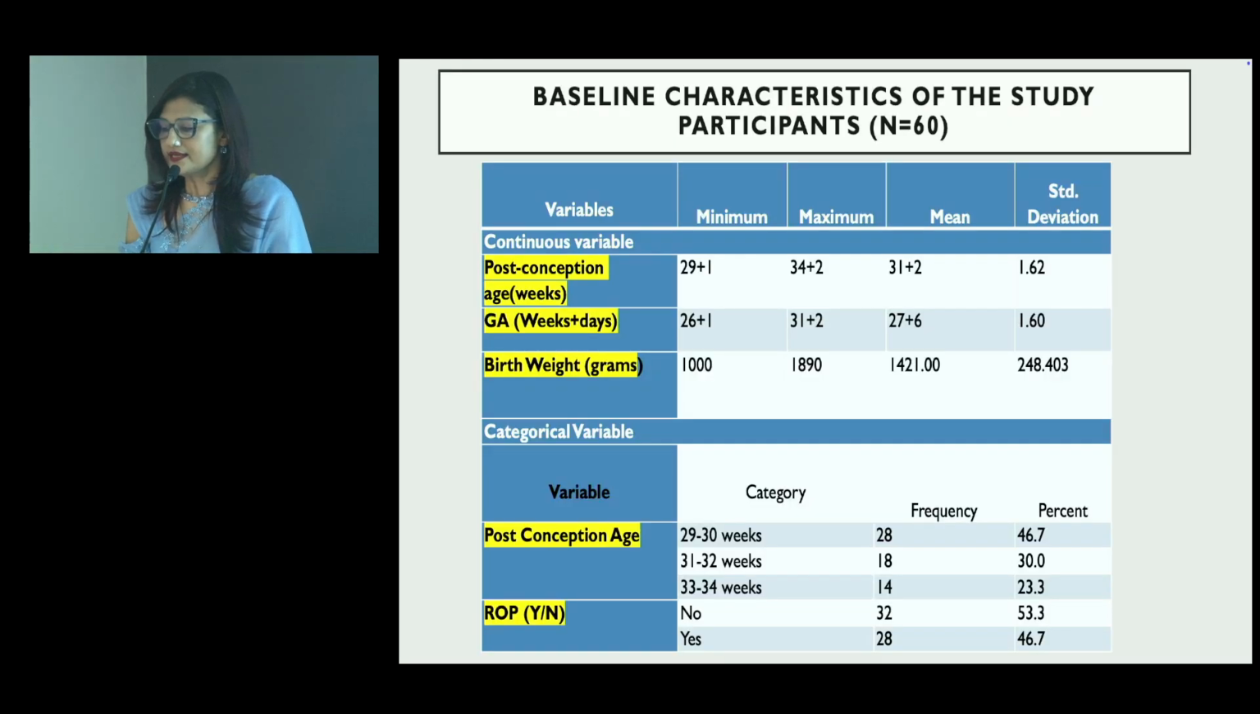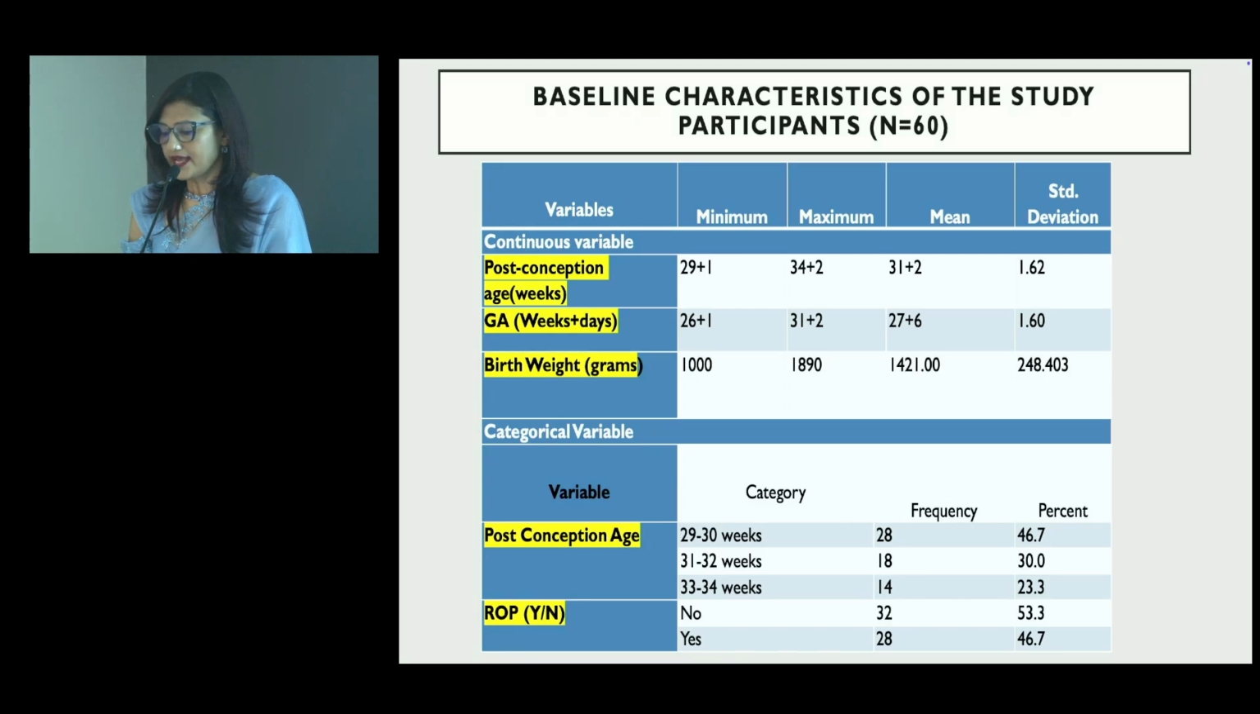In the results, in the baseline characteristics of the study participants, the post-conceptual age ranged between 29 to 34 plus 2, with a mean of 31 plus 2. Gestational age was 26 to 31 with a mean of 27 plus 6. Birth weight ranged from 1000 to 1890, with an average of 1421.